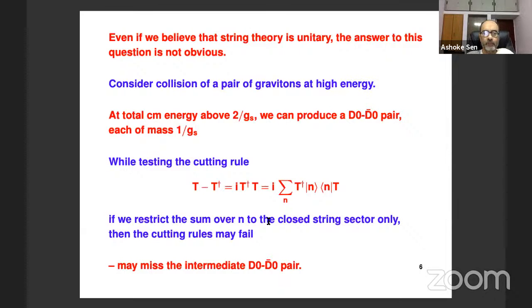Now, of course, most of us believe that string theory is an internally consistent theory, so it's a unitary theory. Even then, the answer to this question is not totally obvious. And that's because of the following reason.